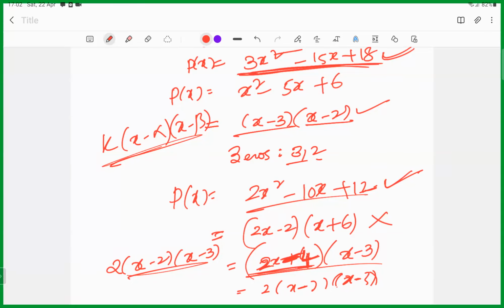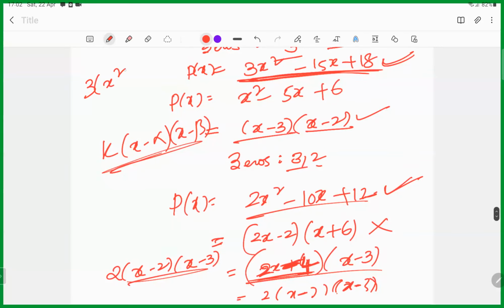It's 12, sir. 12x. No, take out 3 common. So x square minus 12x. X square minus 12. No, sir. Minus 4, sir. Sir, x square minus 5x plus 6. X square minus 5x plus 6. So the same thing is only multiplied with a 3.